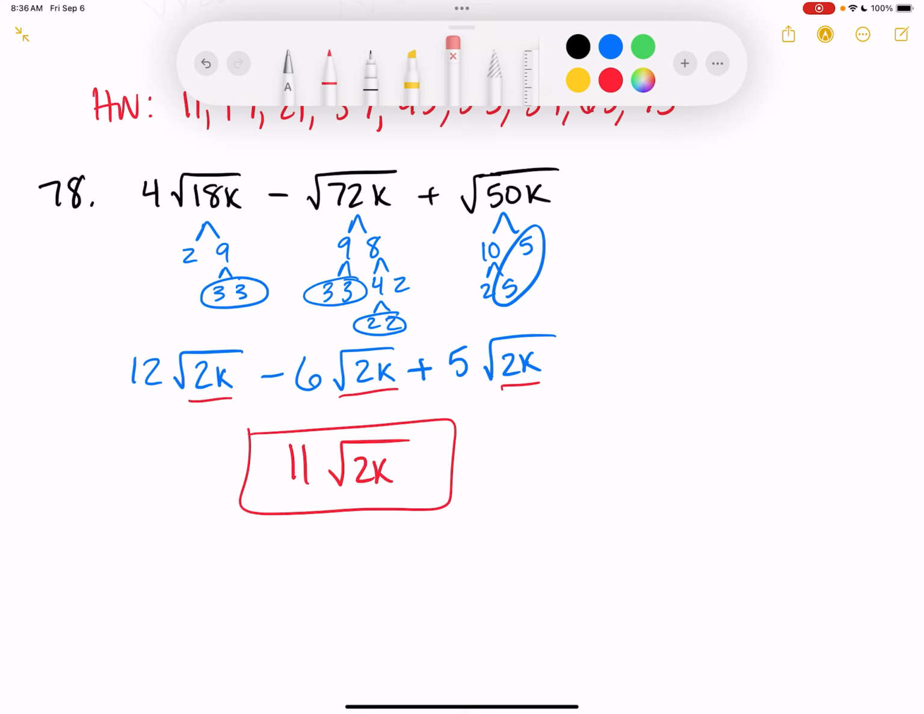All right, let's see. And it would work the same way if it was a cube root or something like that, just so you know, it doesn't just apply to square roots.